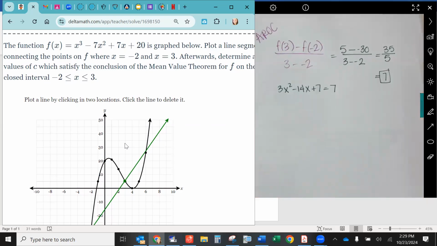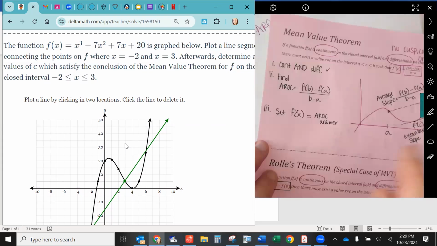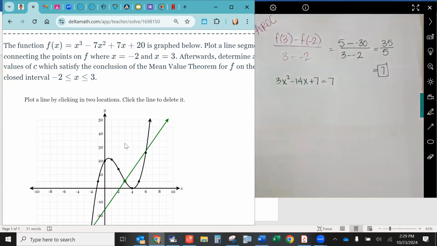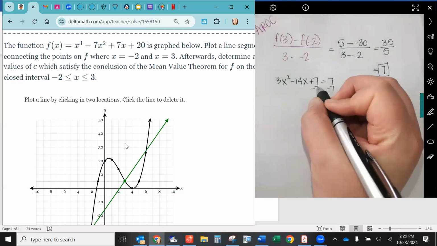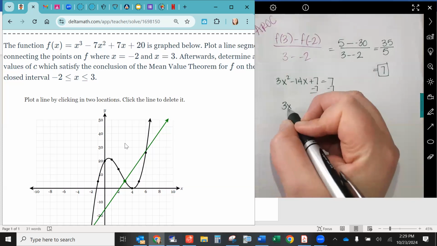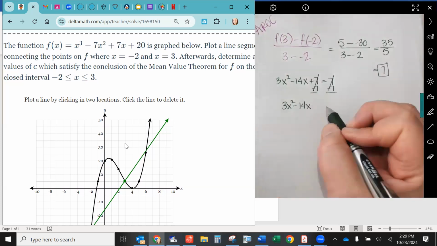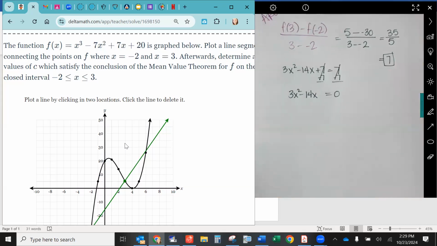Okay, so once you find the average rate of change, remember on your pink sheet, the next step, look right here, is to set the derivative equal to that number. So I'm going to minus that 7 across. I have 3x squared minus 14x equals 0. Okay, we are still going to solve this by factoring.